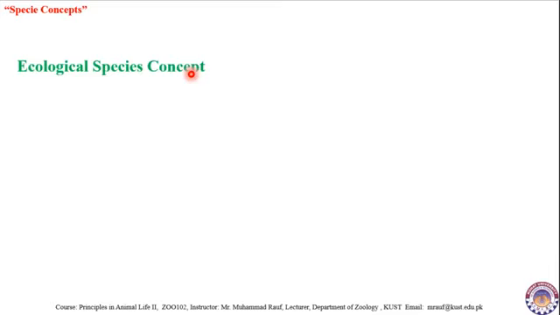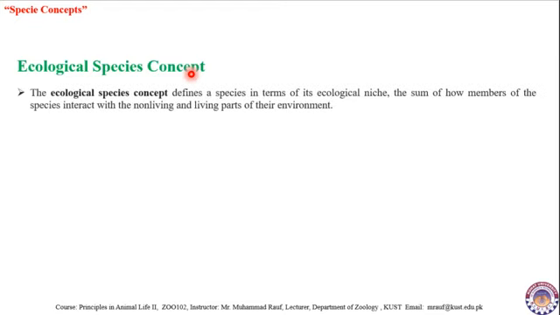So we will move on to another species concept, which is the ecological species concept. This species concept was presented, developed, or described by the American evolutionary biologist Leigh Van Valen in 1976. Now, how do we define a species through this concept? A species is defined in terms of its ecological niche, the sum of how members of the species interact with the non-living and living parts of their environment.